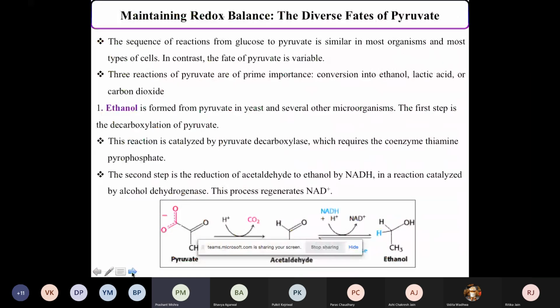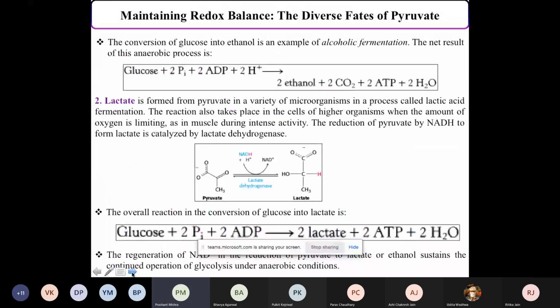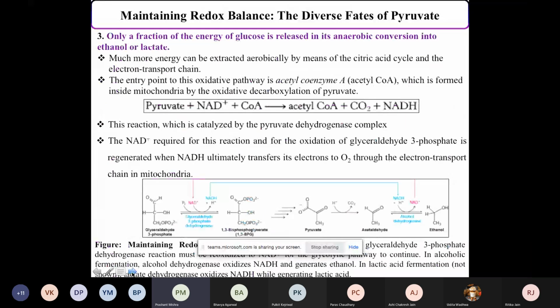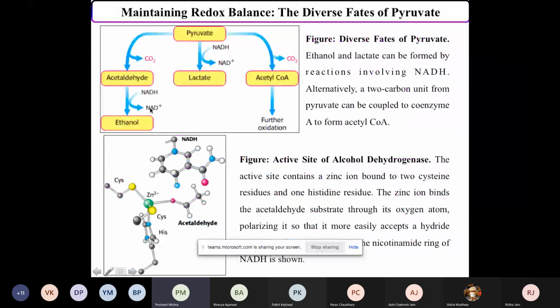So you have learned so far that maintenance of redox balance is one way by which glycolysis can be controlled. You have also learned that glycolysis has two steps where substrate level phosphorylation occurs. You have also learned that there is possibility of regeneration of NAD plus by ethanol fermentation or lactic acid fermentation. And third one, which we will discuss in greater detail, by oxidative phosphorylation.